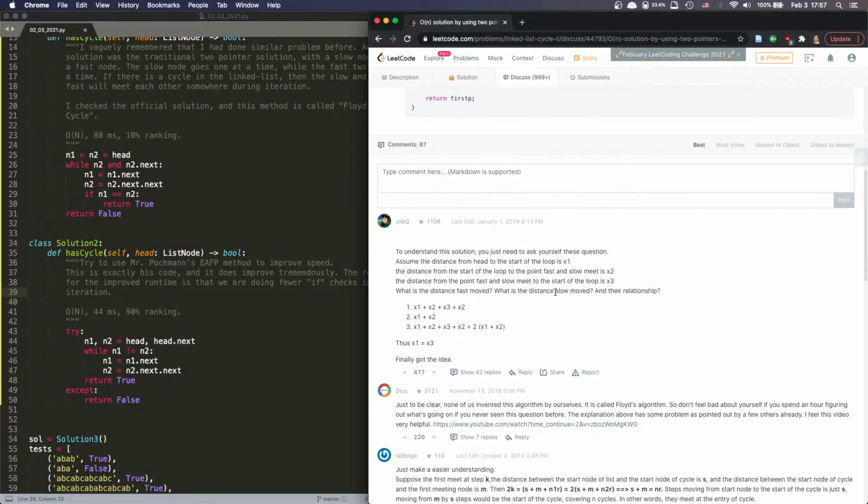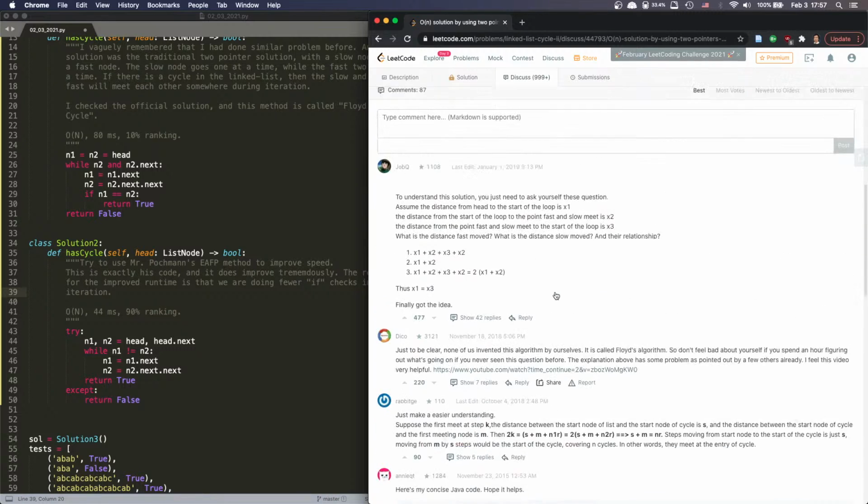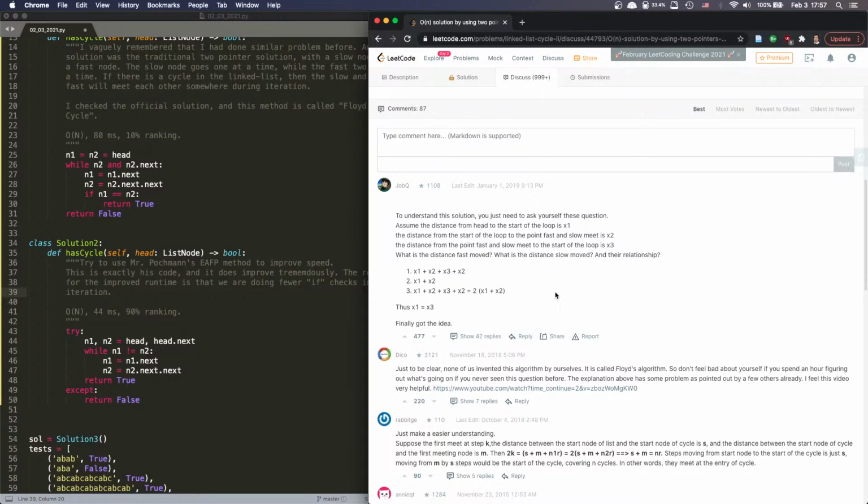Alright, so I think somebody wrote a very good one. I don't remember which one. Assume the distance from head to the start of the loop. The distance from the start of the loop to the point fast and slow meet. Distance from the point fast and slow meet to the start of the loop. What is the distance fast moved? What is the distance slow moved in the relationship?